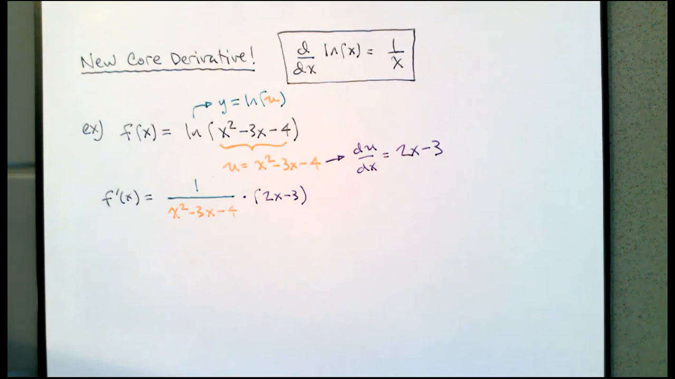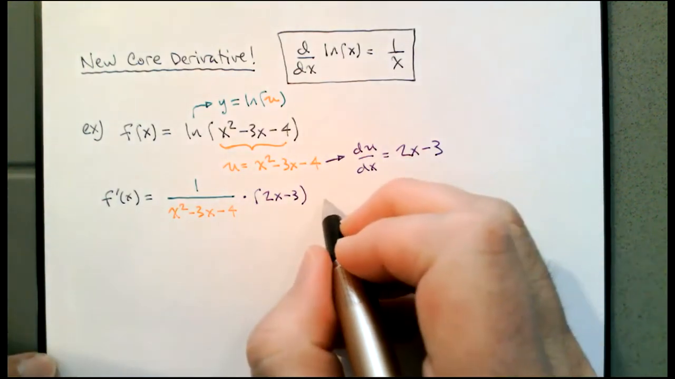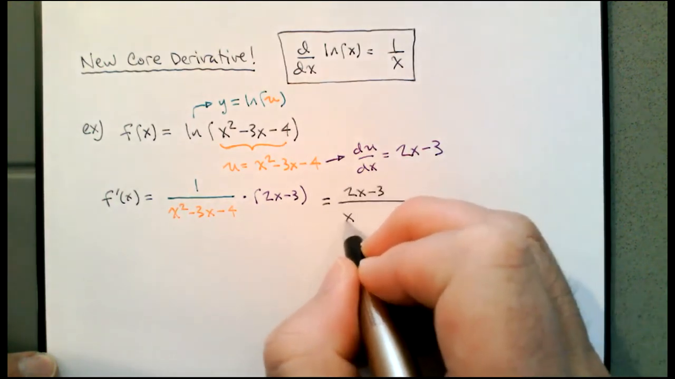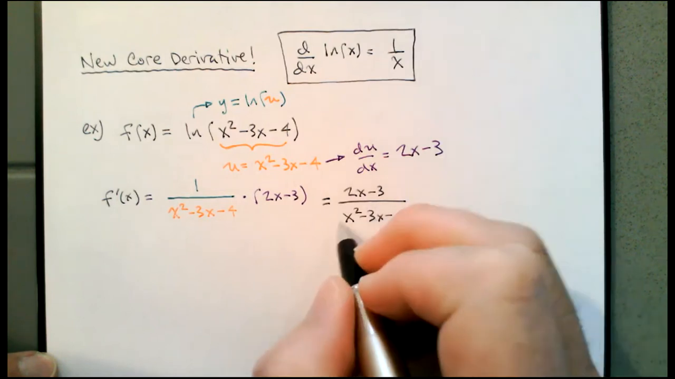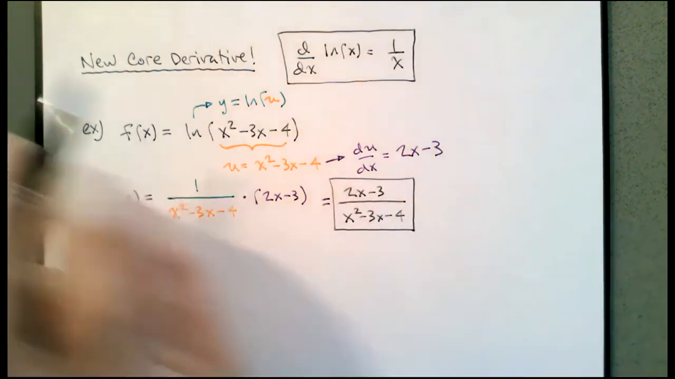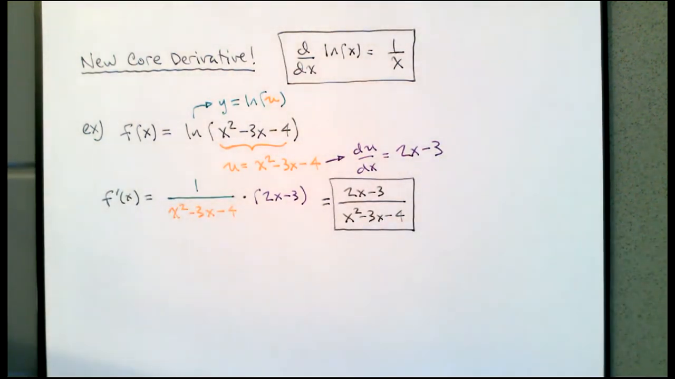We wouldn't write it in this crazy separated fraction, but I wanted to make sure that we separate out the 1 over u times the derivative of u. We would more properly write this as just one fraction, 2x minus 3 over x squared minus 3x minus 4. We should always try to simplify our rational expressions, but 2x minus 3 is definitely not a factor of x squared minus 3x minus 4. So I'm not going to worry about factoring x squared minus 3x minus 4.